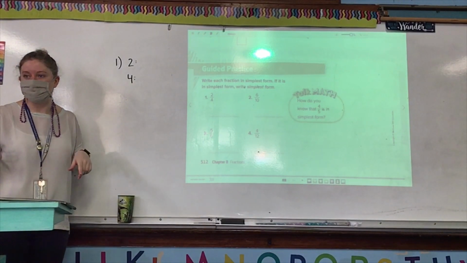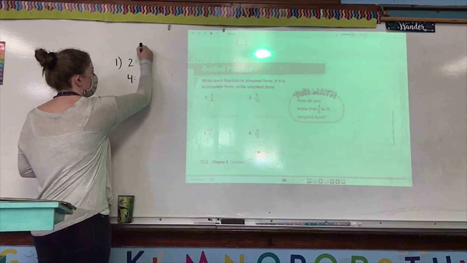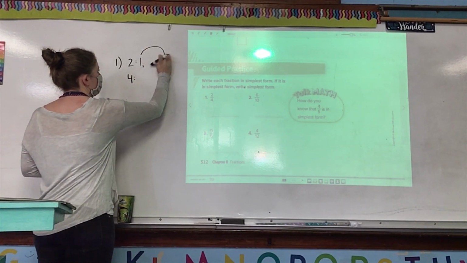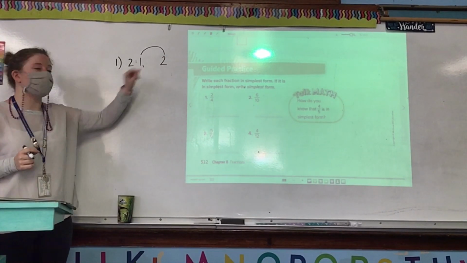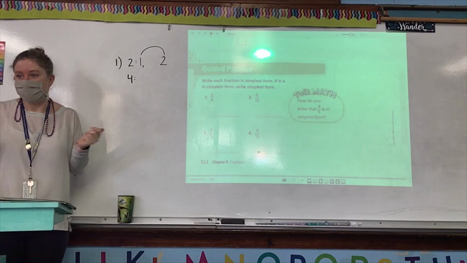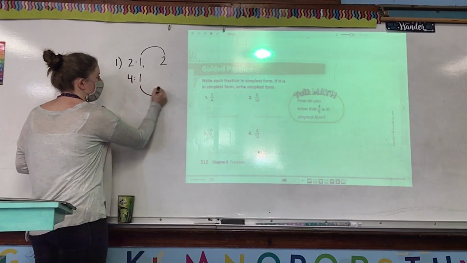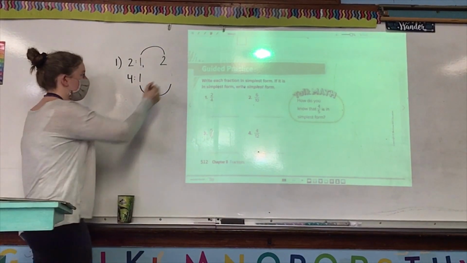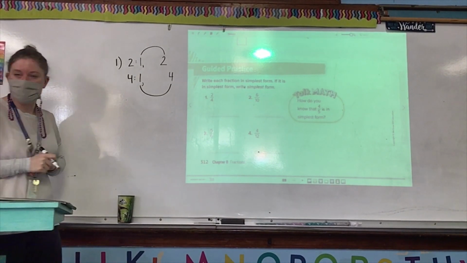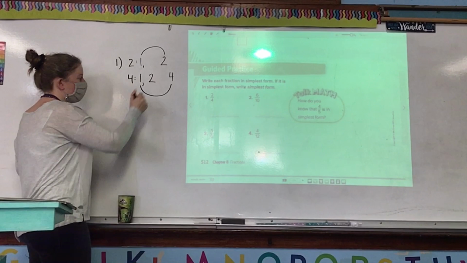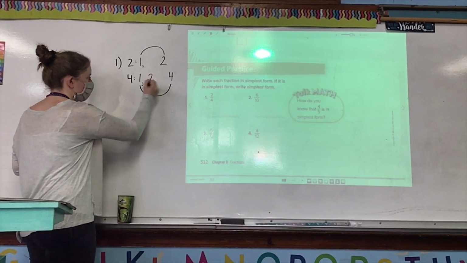What's the first factor of 2? 1, and its factor pair is 2. Now we've met in the middle, right? Is there anything between 1 and 2? No. Now let's do 4. First factor of 4, 1, its factor pair is 4. 4 is even, so that means the second factor is 2. And 2 is a factor pair with 2. We've met in the middle, right?